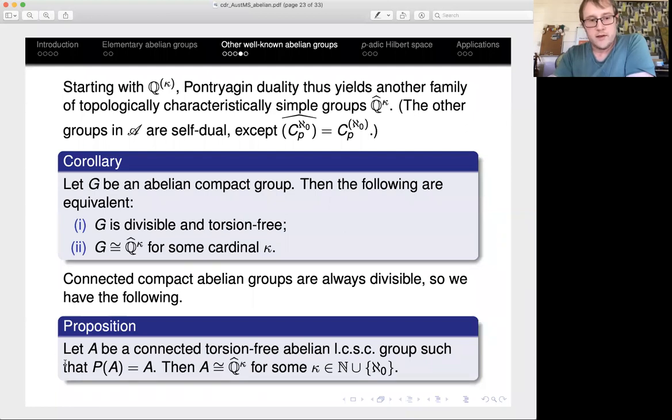What we have is the following. If we have a connected torsion-free abelian l.c.s.c. group, and the periodic part is everything, then, well, first of all, it has to be compact because it's connected. So we've killed off the R to the N part, and then we're just left with this compact thing. And then we conclude from here that it's actually Q hat to the kappa.